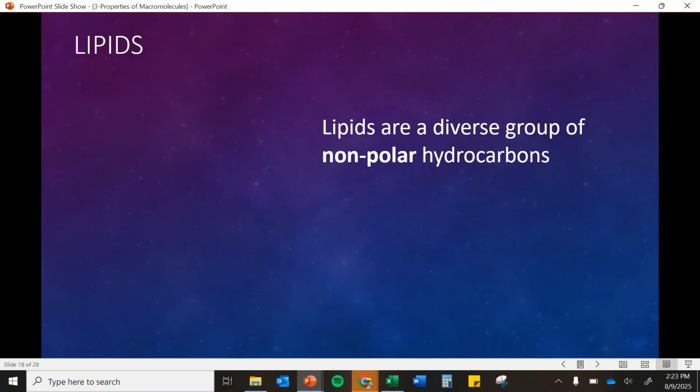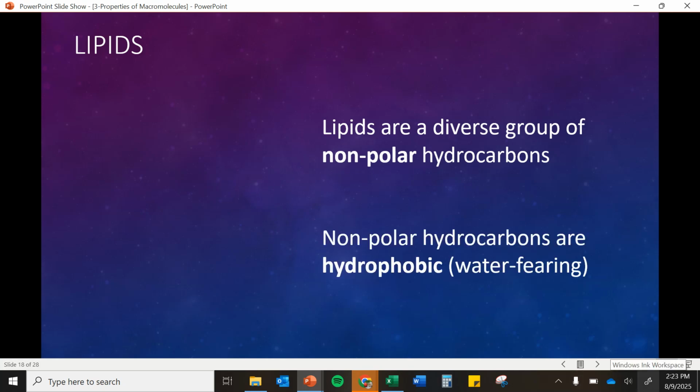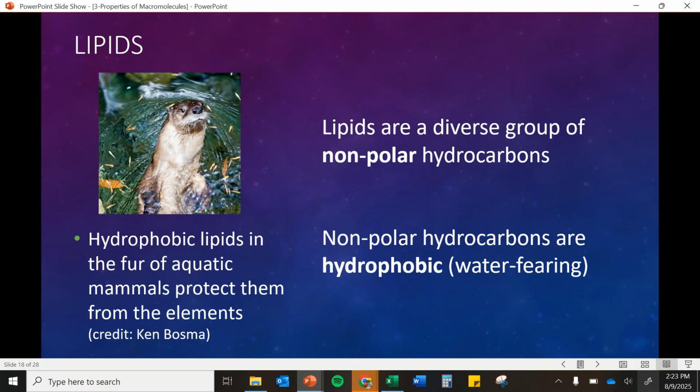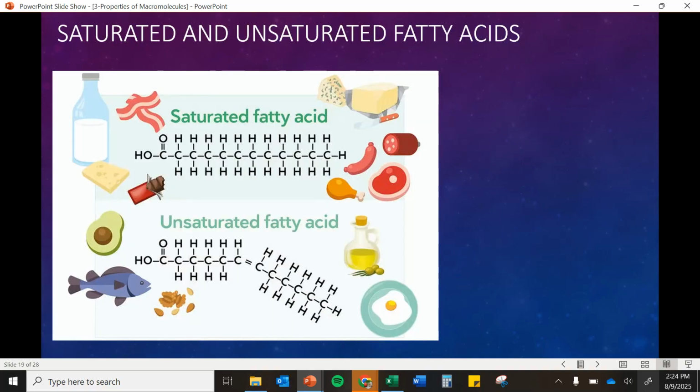Okay, so lipids, the big thing that defines them is that they are non-polar. Remember, that means they are not like water. They're going to have mostly carbon. They're not going to interact with water very well. Okay, so they are hydrophobic, water-fearing. So an example of this would be lipids that are found on the fur of aquatic animals, helping them be water resistant. So there's lots of different uses.